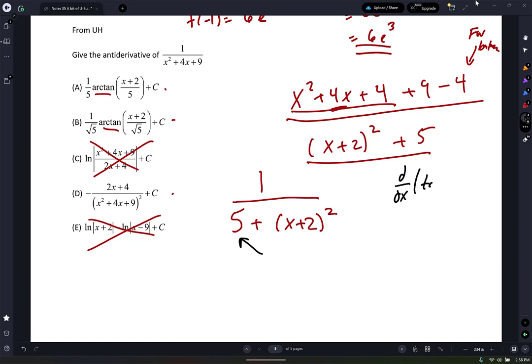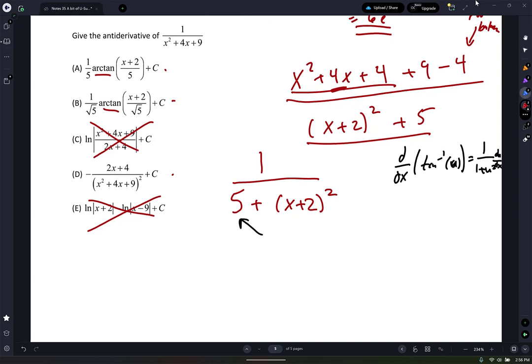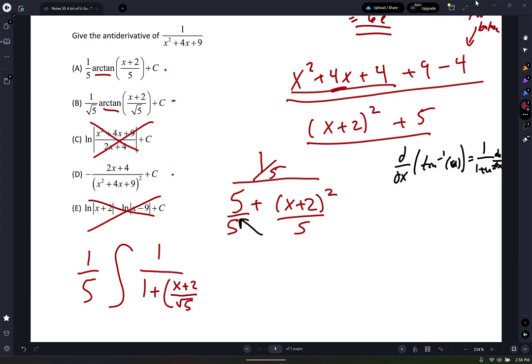d/dx of arctan of u is 1 over 1 plus u squared du/dx, just like before. All right, guys, focus. So here I am. I'm going to force that 5 to be a 1. Divide by 5, divide by 5, divide by 5. Can I do that? Yes. We're just being clever. 1/5 integral of 1 over 1 plus, write it like this, x plus 2 over square root of 5 squared dx. Square root of 5 times square root of 5 is 5.